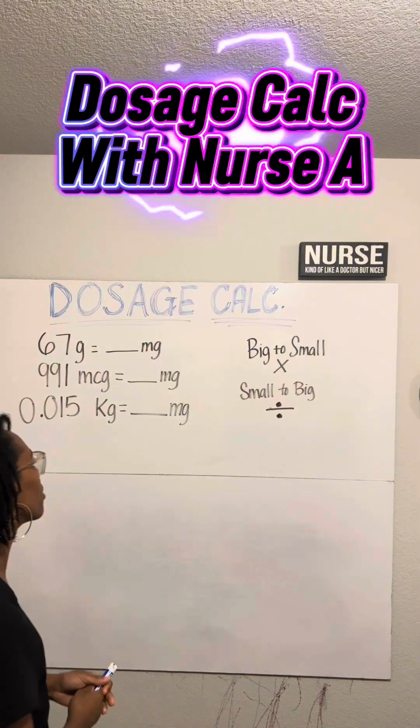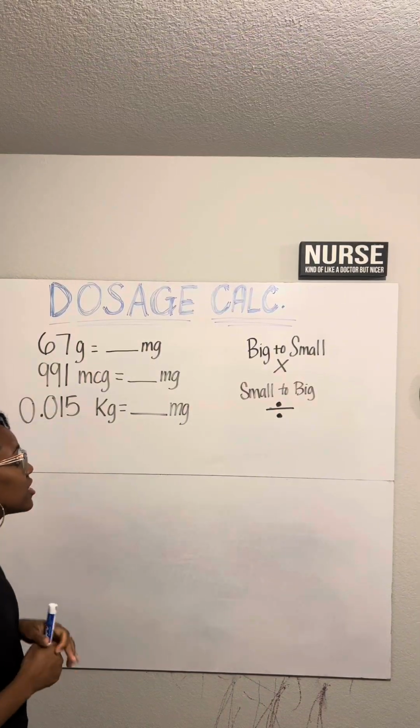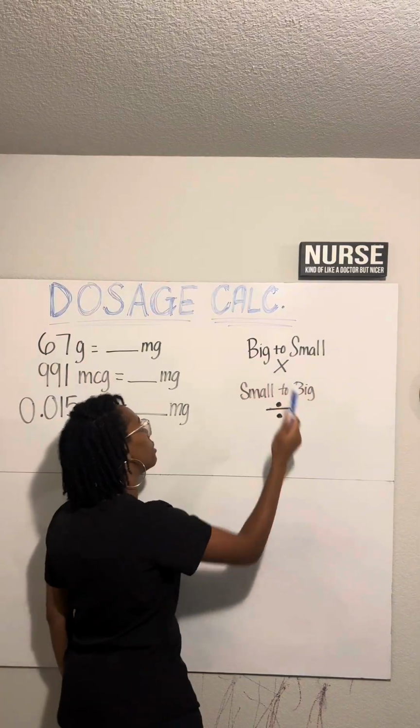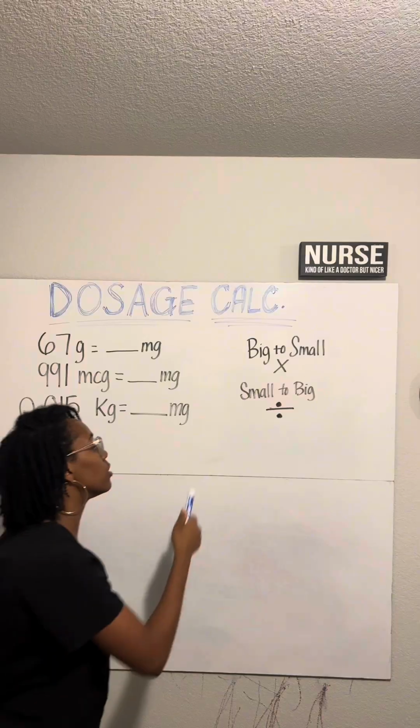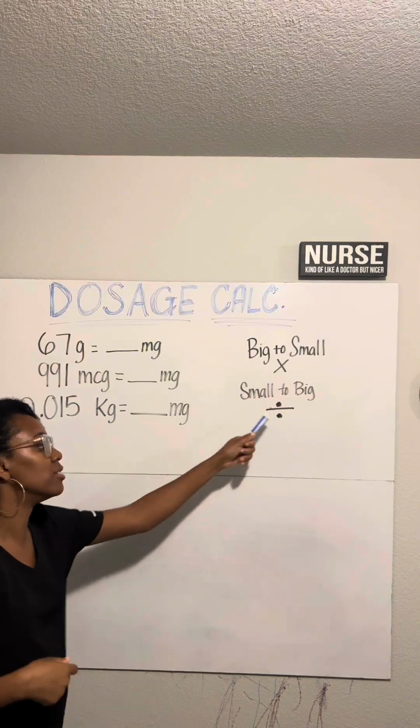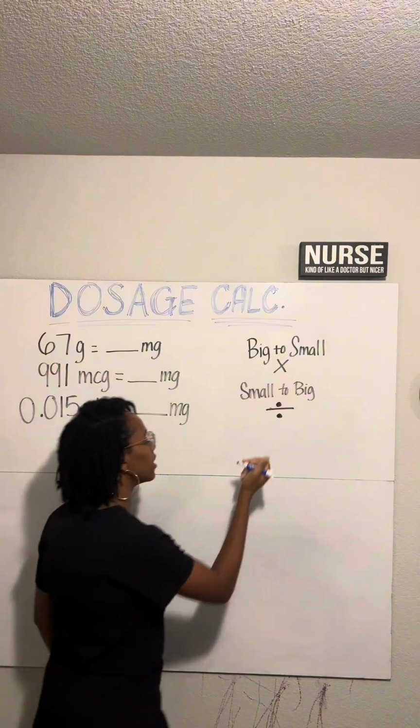I have some more conversions for you here. So remember, we said from big to small, we're going to be multiplying, all right? And from small to big, we are going to be dividing. So let's go ahead and write our conversions out.